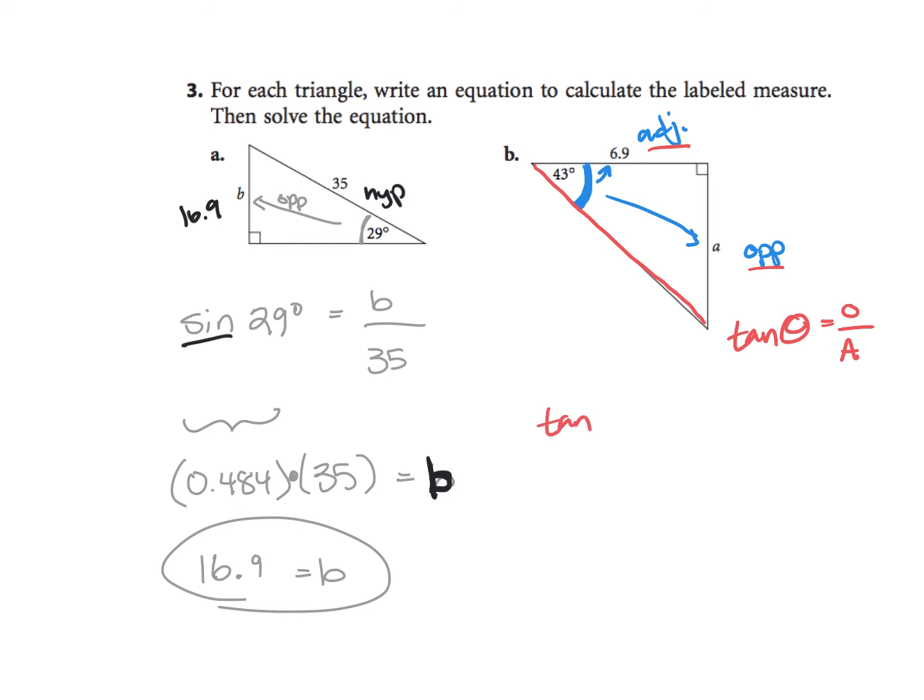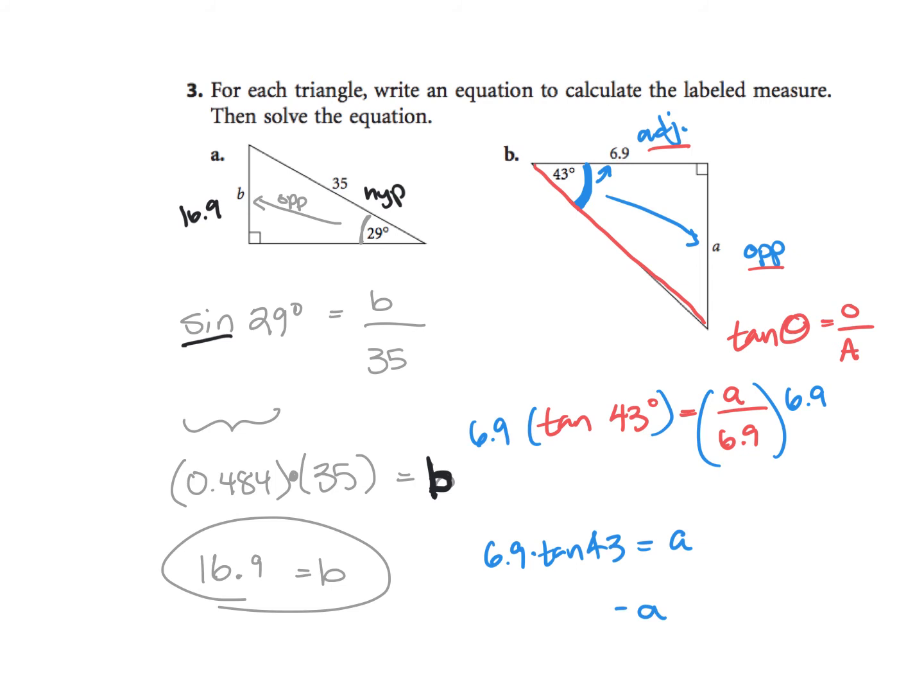So the tangent of 43 degrees is going to be equal to a divided by 6.9. You can multiply both sides by 6.9 then. And then a is the same as 6 9/10 multiplied by the tangent of 43, and you will get that a is equal to approximately 6.43 units. This is about 6.43. And if this was a 6 and 9/10, 6 and 4/10 seems reasonable. This is almost 45 degrees, so they should be pretty close to each other, this side and this side.